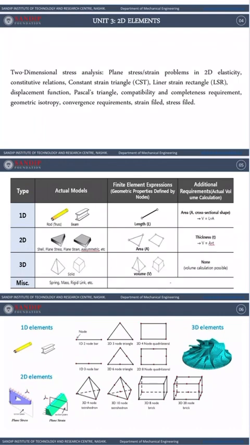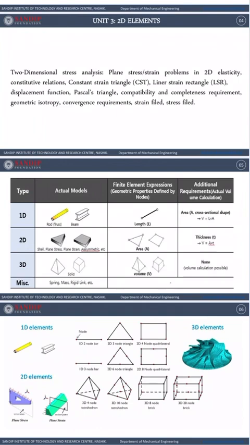First we need to distinguish between one-dimensional, two-dimensional and three-dimensional elements. As we know, for one-dimensional elements only one dimension is measurable as compared to the other two dimensions. For example, in a shaft, only length is measurable as compared to thickness and width. For two-dimensional elements, two dimensions are comparable. In this case we can neglect the thickness parameter and take breadth and width as the measurable parameters. So this is your two-dimensional element or two-dimensional geometry.